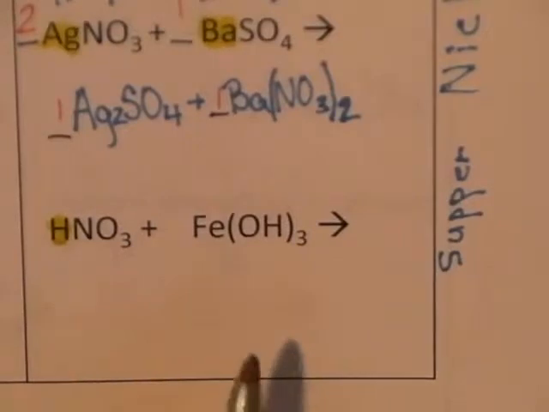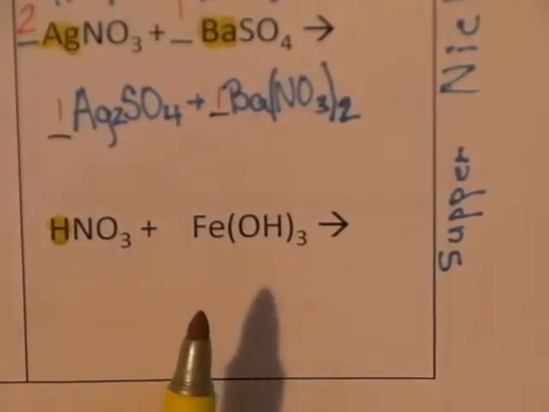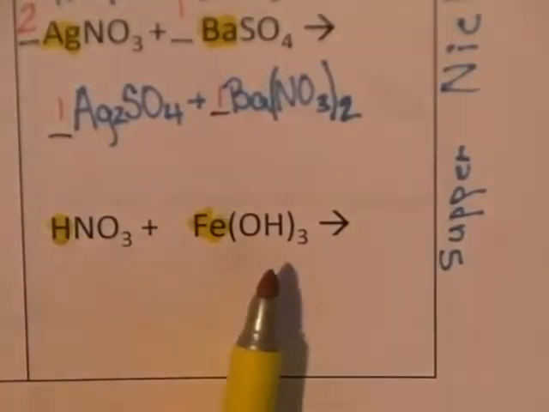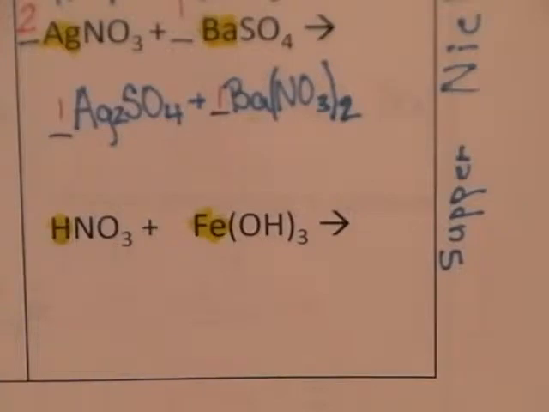And then what about over here? Where's our first ion? Where's our split? Good. The iron is going to split from the hydroxide, right? I know that's one of those ones on your chart. Neither class has to have that memorized. OH is hydroxide. Okay? Next step, find the charge of each one.